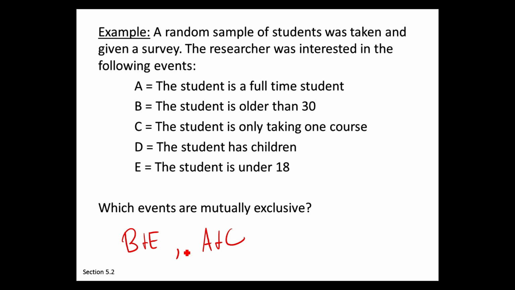Can you be full-time and over 30? Can you be full-time and have children? Can you be full-time and be under 18? Yep. Sure. If you match these other ones up, I think you're going to see that none of the rest of them are necessarily mutually exclusive, right? There could be people that overlap, but those two definitely are examples. Can't happen at the same time. All right, makes sense. So mutually exclusive means basically can't happen at the same time.